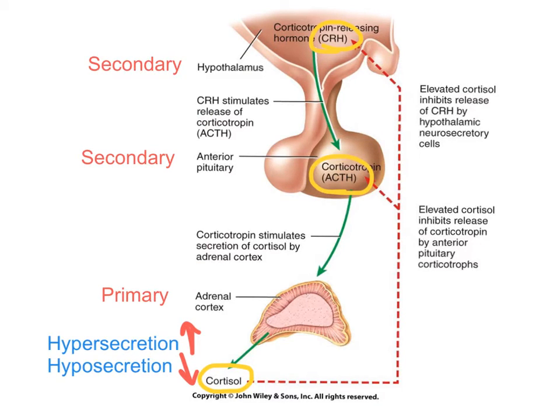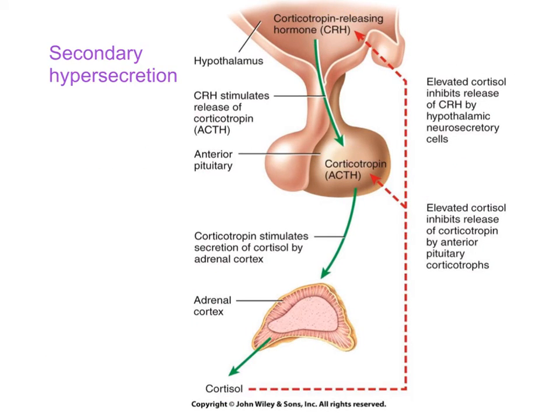Important in the further discussion of this is the negative feedback. Cortisol is going to inhibit the release of ACTH from the anterior pituitary, and also the release of CRH from the hypothalamus. In the coming slides, we will look at the importance of these negative feedback loops in the primary and secondary pathologies. Let's first look at secondary hypersecretion due to a problem in the hypothalamus.